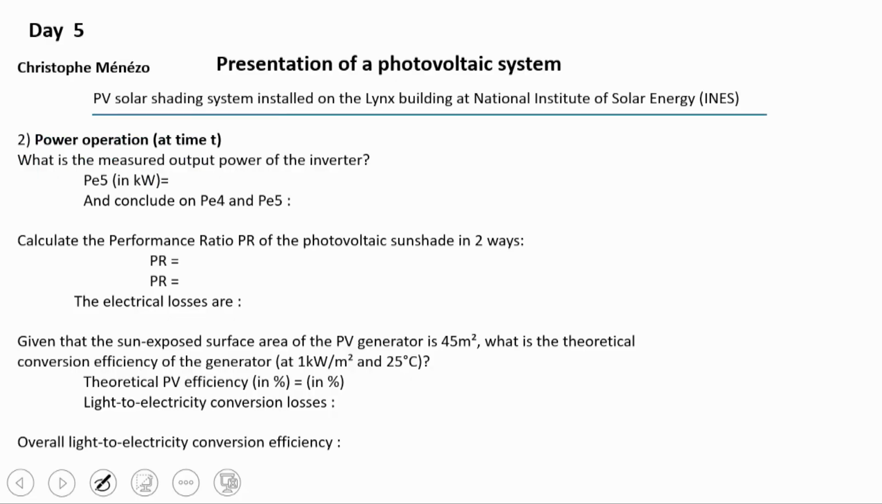Now, given the sun exposed surface, so we have 44 PV panels for a surface of 45, so it's almost 1 square meter per panel. What is the theoretical conversion efficiency of the generator at 1000 watt per square meter at 25 degree?